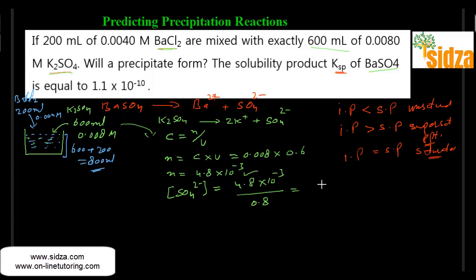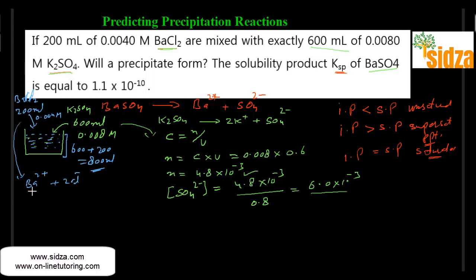And when I simplify it, it will be 6.0 into 10 to the power negative 3, right? This will be the concentration of the sulfate ion. Now what about the concentration of the barium? We have here the barium chloride, and 1 mole of barium chloride produces 1 barium ion and 2 chloride ions.